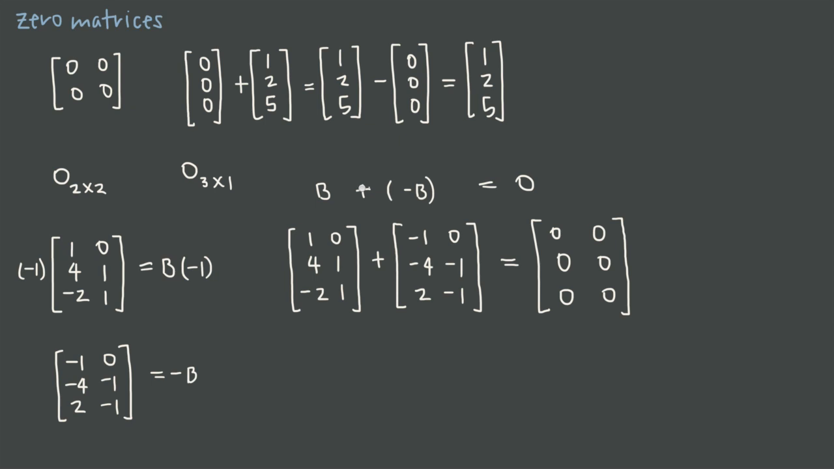And that makes sense here because if we look at this, we have B plus a negative B. That's the same thing as saying B minus B. And as we saw before with matrix addition and subtraction, if we just take B minus B, we're of course going to get a matrix full of zeros, or the zero matrix.